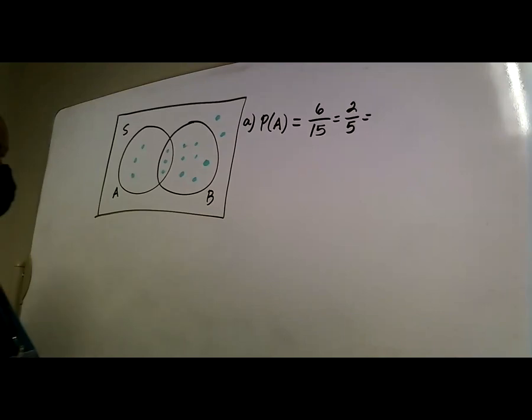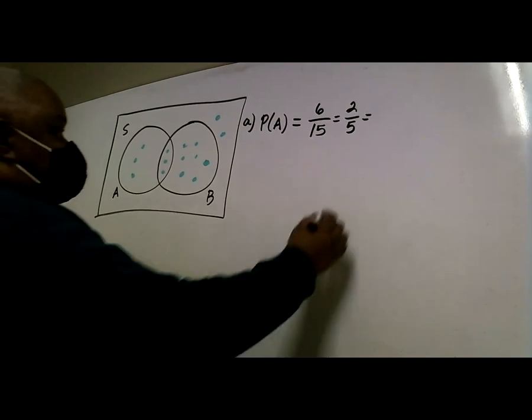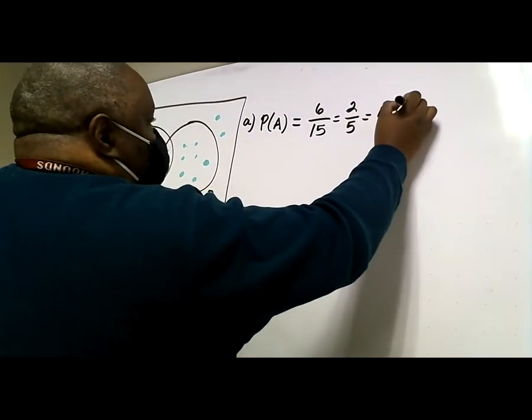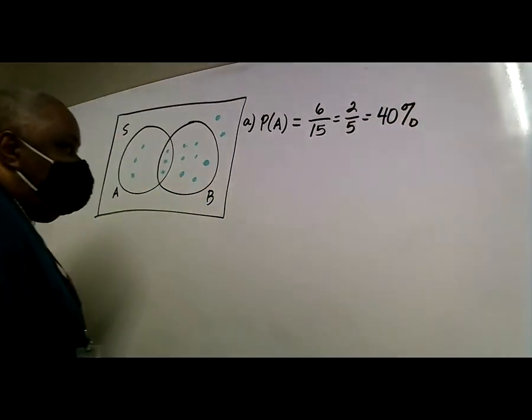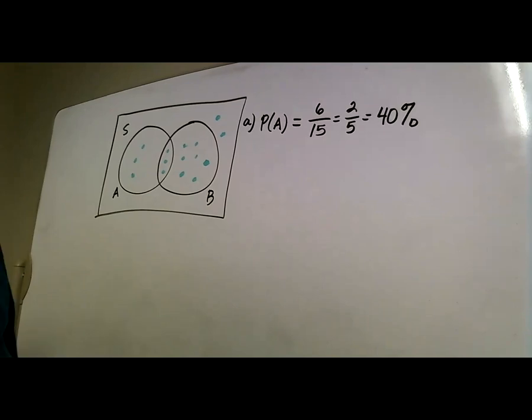And I'm also going to ask for this. I don't know if the homework would ask for it, but 2/5 as a percent. If we do 2 divided by 5, multiply that by 100, what will we get? 40%. So that probability will be 2/5 or 40%.